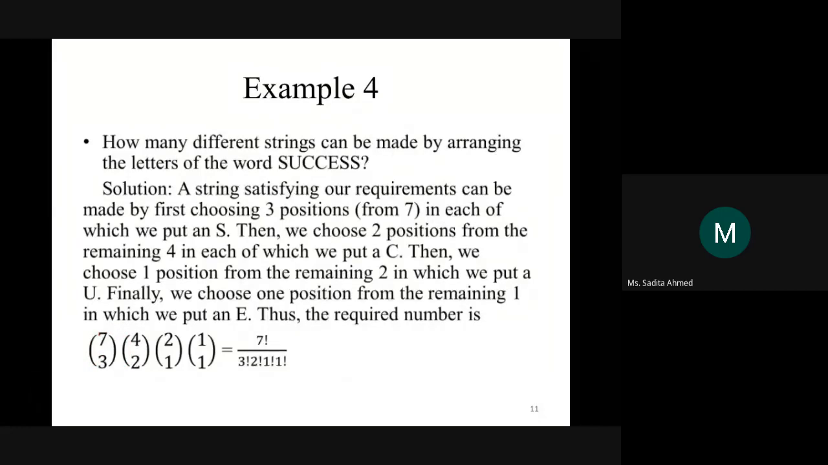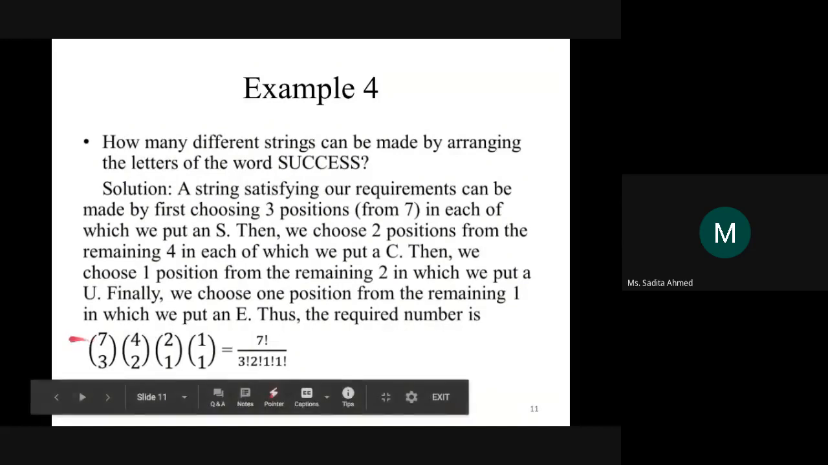You can try it out in your spare time. But when you apply the formula for each of these combinations, you'll see that some of the factorials cancel each other out. And in the end, you get something like this: 7 factorial divided by 3 factorial, 2 factorial, 1 factorial, 1 factorial, all right? You'll get something like this, okay?